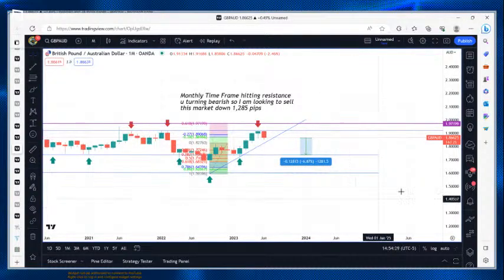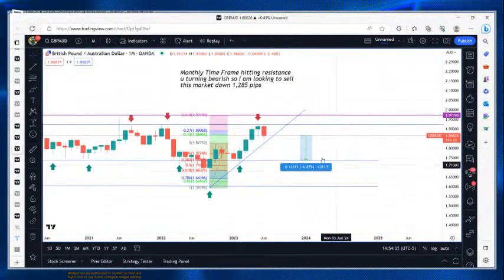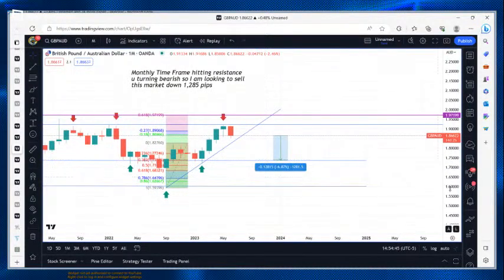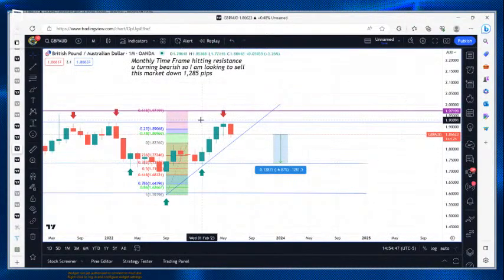So monthly time frame, we're not looking to buy until we can close above resistance. Since this market is already retracing, it's starting a pullback from a known level U-turn of resistance in the past. So we're looking to sell this market. As long as we're not above resistance, we're not looking to buy.